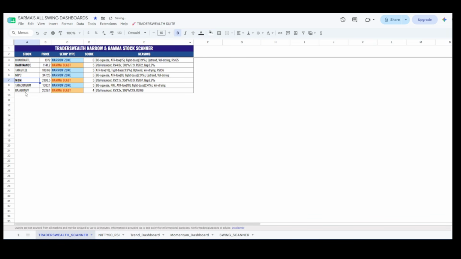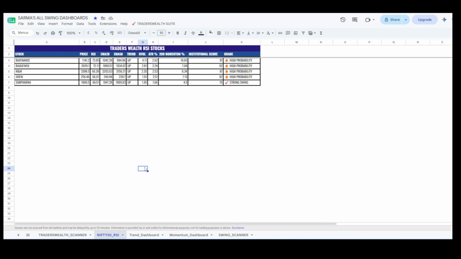M&M was Gamma Blast, and the condition I have given is that whenever any stock squeezes and becomes narrow, and volume increases, then we can expect that stock to blast. So these four or five conditions are given here, and only if they match does it filter the few stocks, like the three stocks we have got.